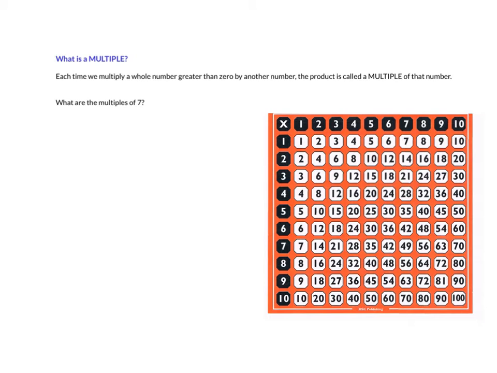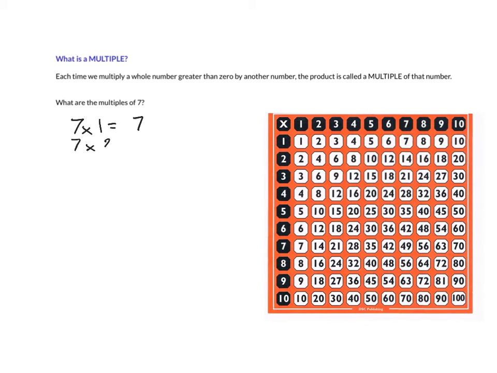What is a multiple? Each time we multiply a whole number greater than 0 by another multiple, the product is called a multiple of that number. A multiple of a number is the product of that number times another non-zero whole number. So, what are the multiples of 7? This is pretty straightforward. 7 times 1 equals 7.